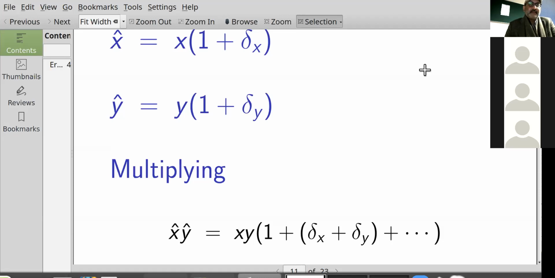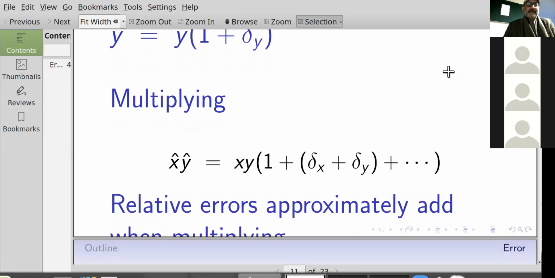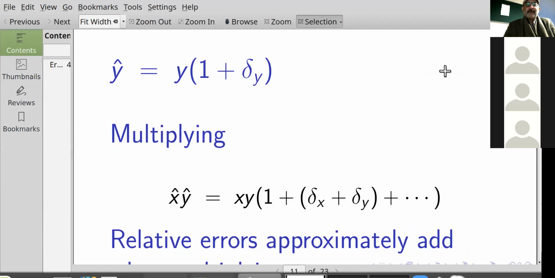If we're supposing that the relative errors hopefully are fairly small compared to x and y, or compared to 1, then a reasonable approximation is that if I multiply two approximations together, and I know what their errors are, the relative error on the result would be the sum of the individual relative errors, right? Dropping the higher order terms. We're going to do that a lot in this course. Okay, so relative errors add approximately when we multiply.